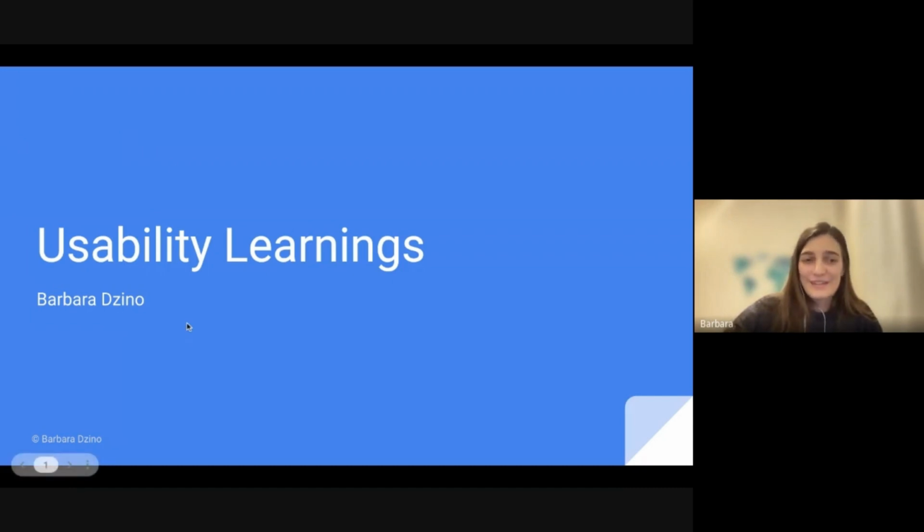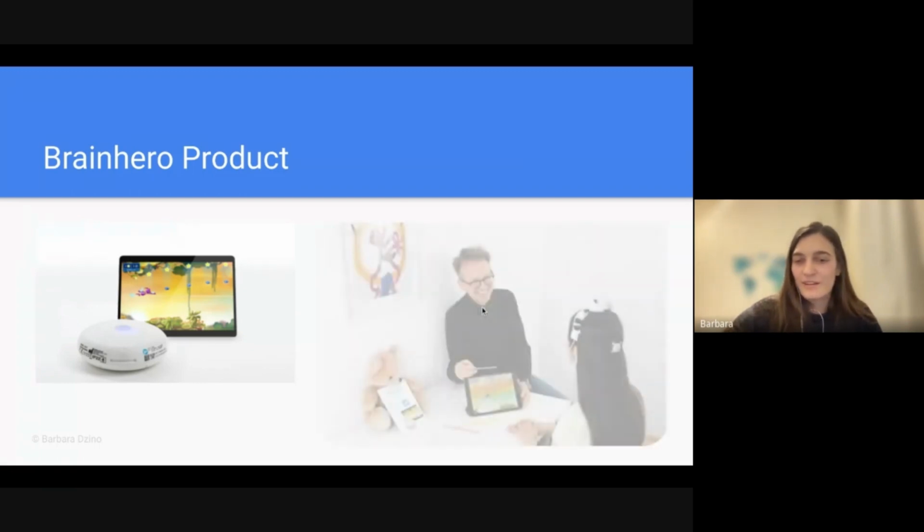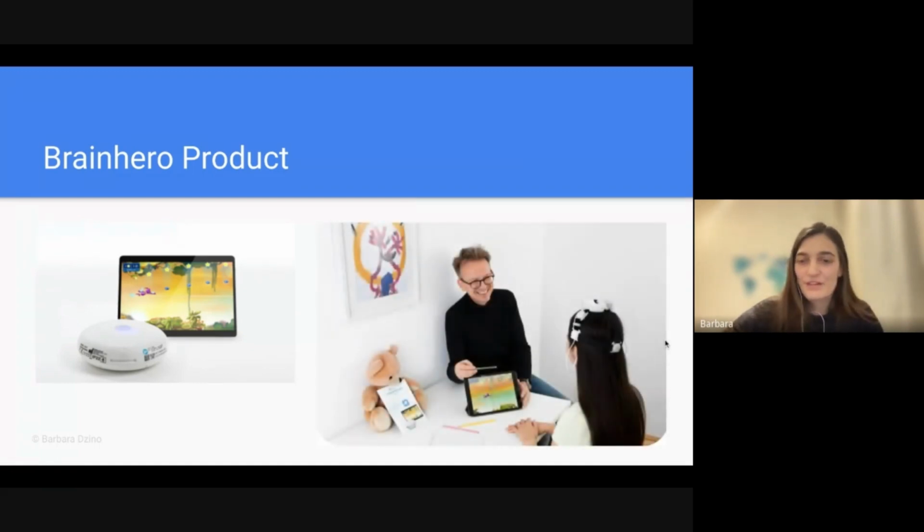All right, so there's the context of the product. The Brain Hero product is an EEG coupled with an iPad. Please forgive me, I know it's not strictly software as a medical device, but it's also a hardware device. But basically with the EEG, you wear it on your head, as you can see in the picture on the bottom right. And you can connect it with the iPad via Bluetooth, and you do neurofeedback therapy with the device at home.